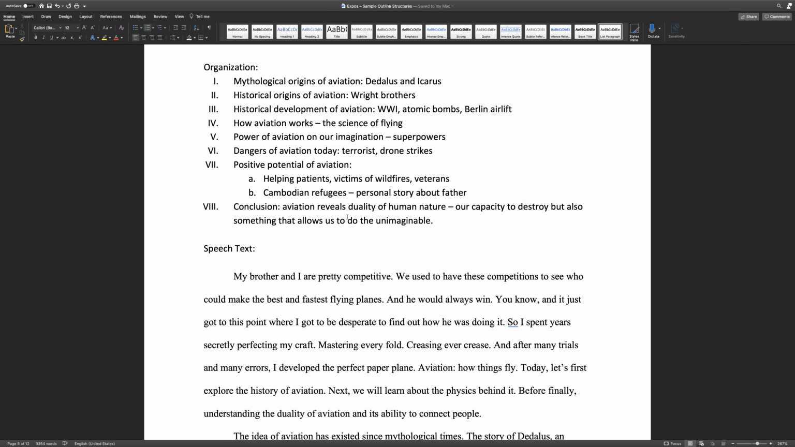Draw on the expectations we have of the topic and show us that there's actually much more to the topic than we think. You think aviation is just a way to travel around the world. But actually, aviation reveals the duality of human nature, our potential for destruction and evil, as well as our capacity to do the great and unimaginable.